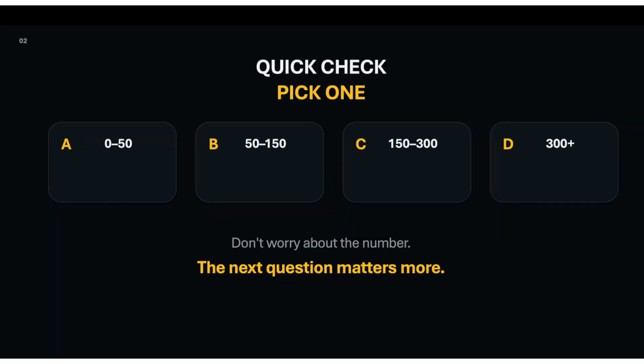Before we continue, let's make this interactive. Be honest, how many LeetCode problems have you solved till now? If it's under 50, your option is A. If it's 50 to 150, then your option is B. And if it's option C, have you crossed 300? So take a second and choose one. Here's the important part. Don't worry about the number, because the next question matters much more.